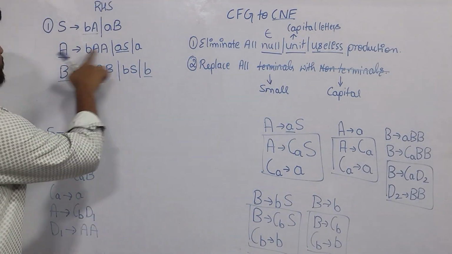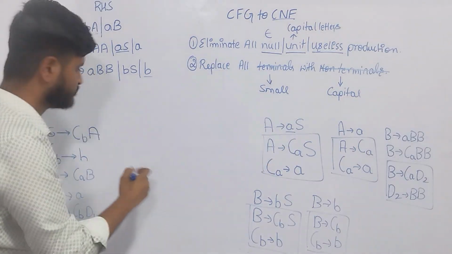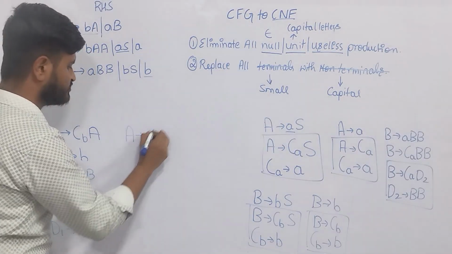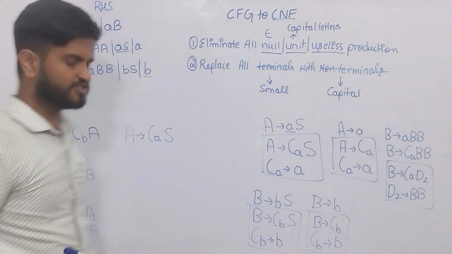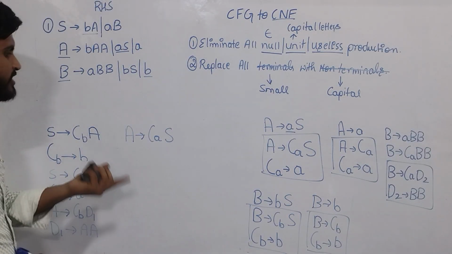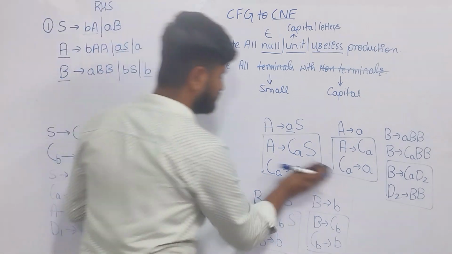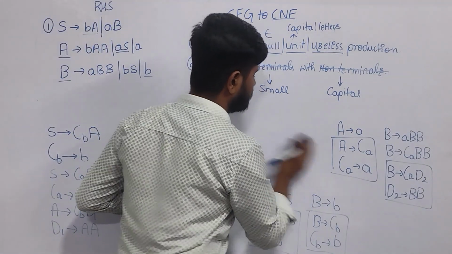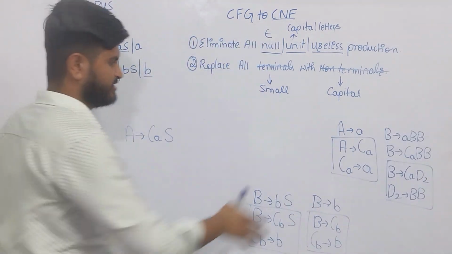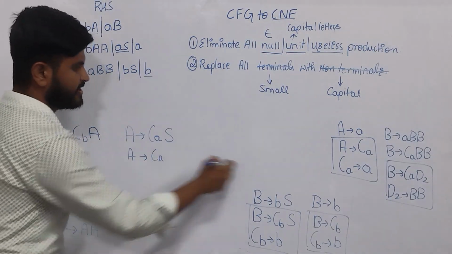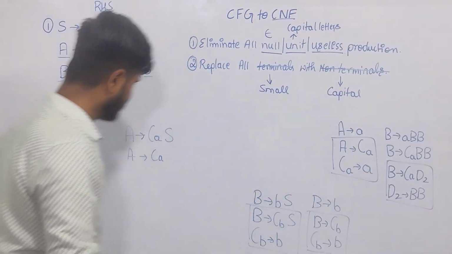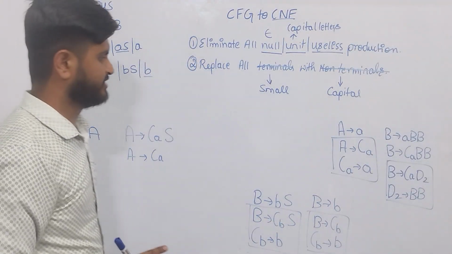Now next, A producing AS. For this one, the last two are A producing CA, capital letter S. CA producing small letter A is already written, no need to write it again. Only once you must write. Here if you see, A producing CA and CA is replacing small letter A is already written, no need to write it.